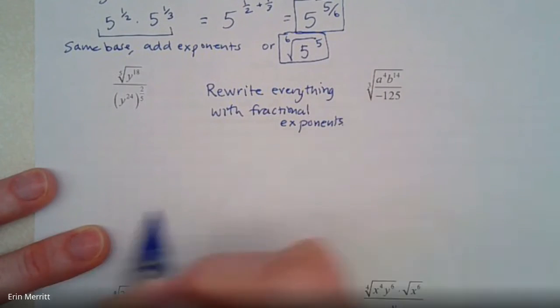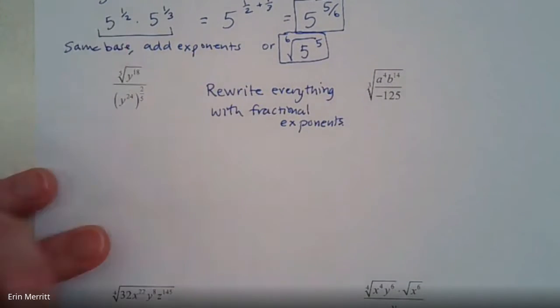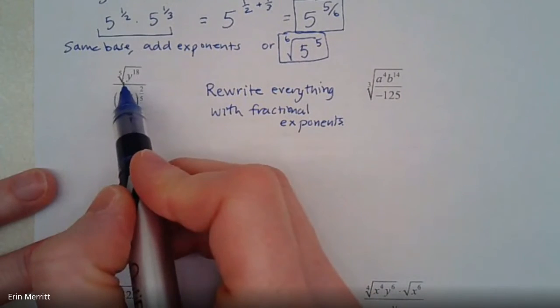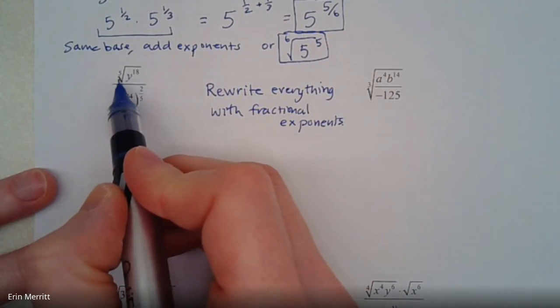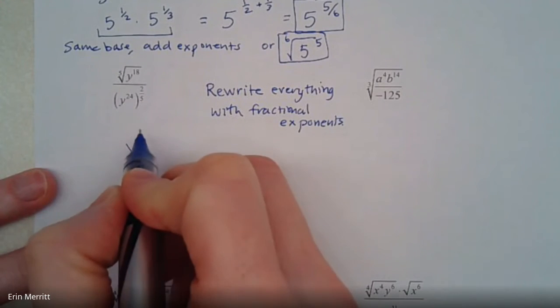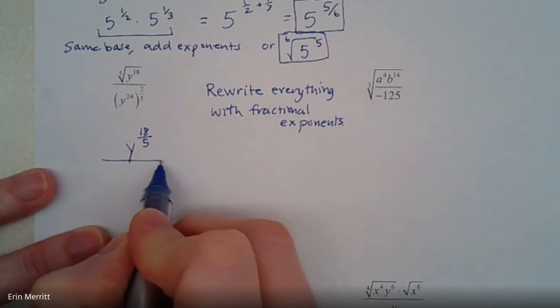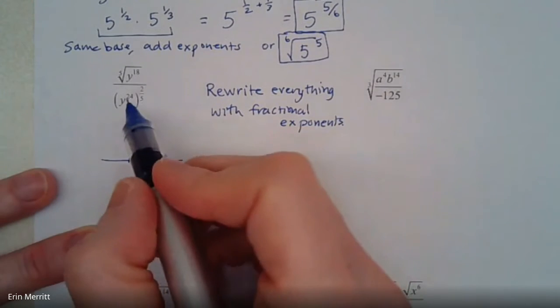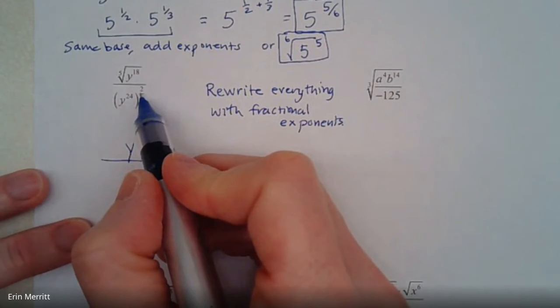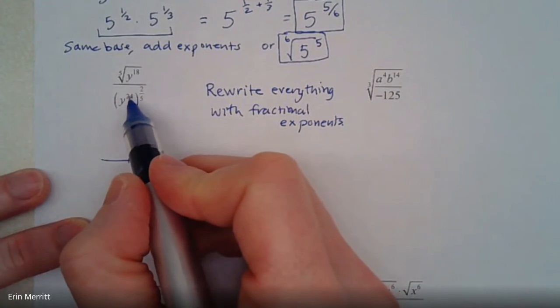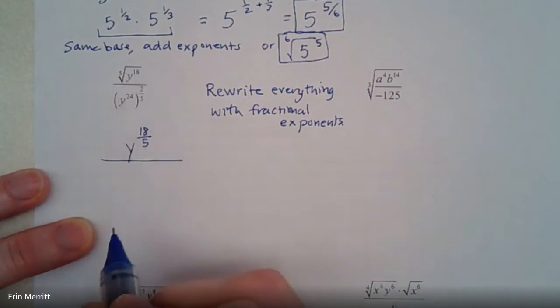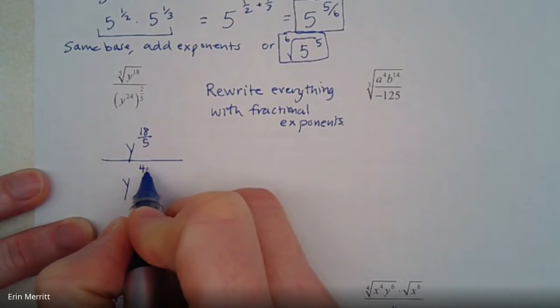We kind of need to get it all in the same format, or looking the same way, to be able to take it from there. Right? So the numerator, y to the 18th and then the 5th root, you're going to make that y to the 18 over 5, divided by, all right, power raised to a power. We're going to multiply. So 24 times 2, that's going to give me y to the 48.